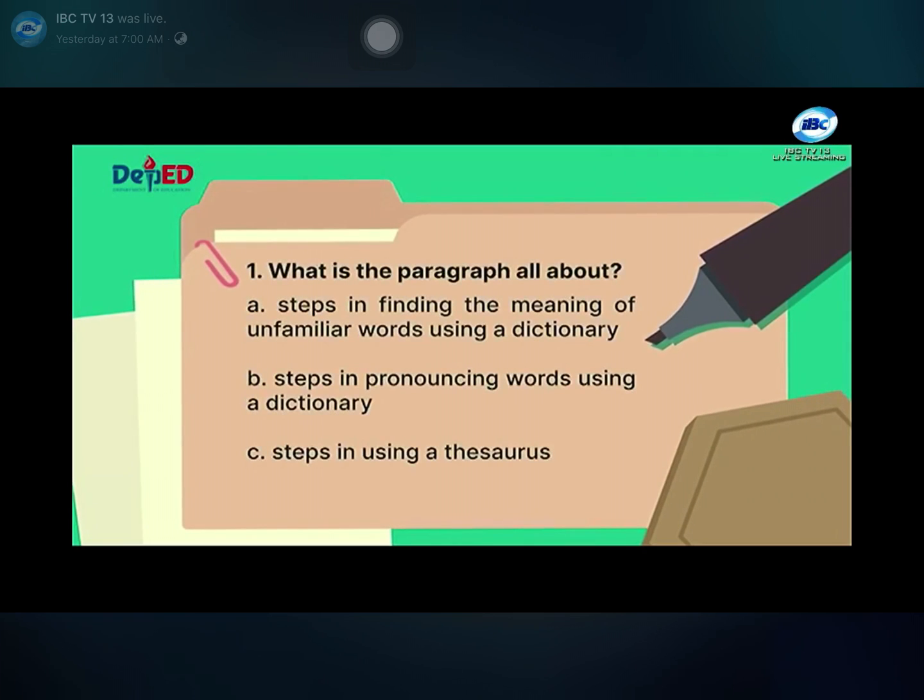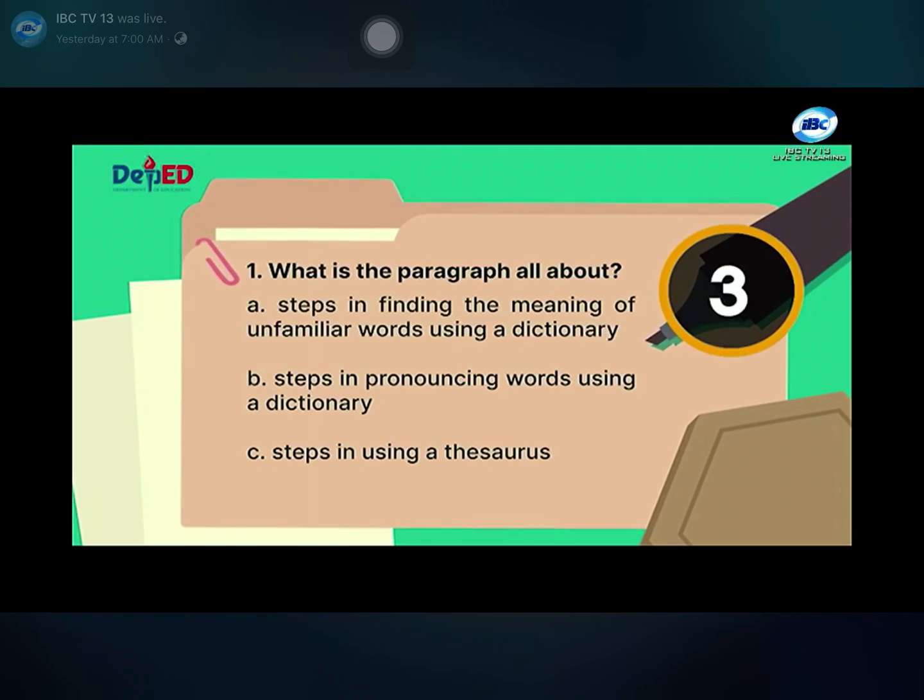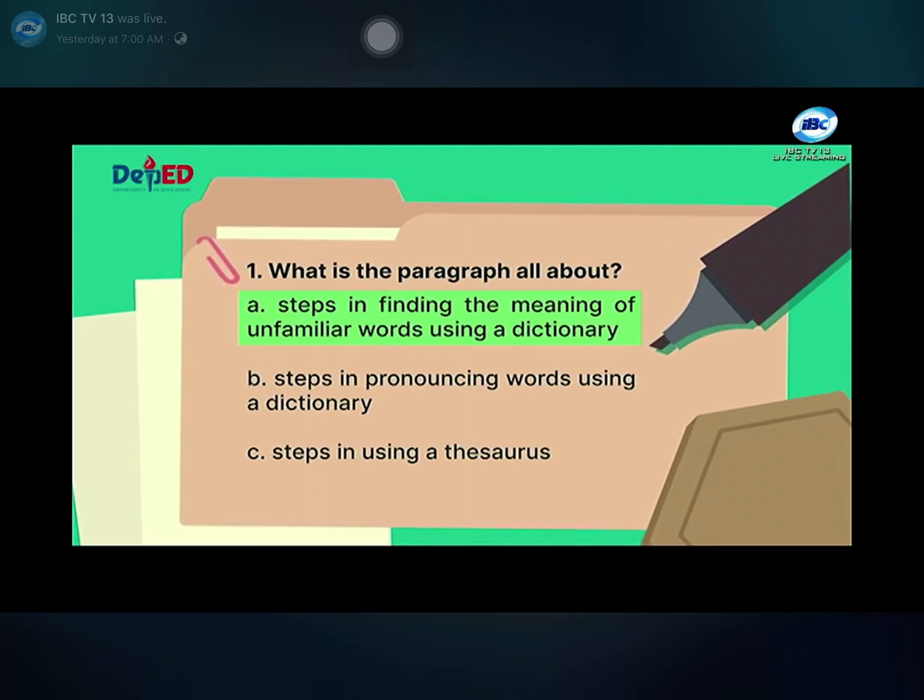Number 1. What is the paragraph all about? Is it letter A, steps in finding the meaning of unfamiliar words using a dictionary? Or letter B, steps in pronouncing words using a dictionary? Or is it letter C, steps in using a thesaurus? If your answer in number 1 is letter A, then you are right. The paragraph is about the steps in finding the meaning of unfamiliar words using a dictionary.